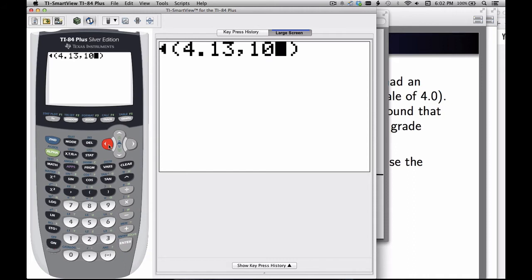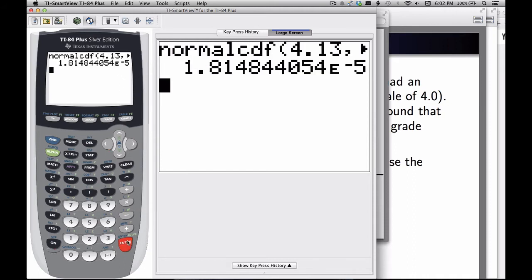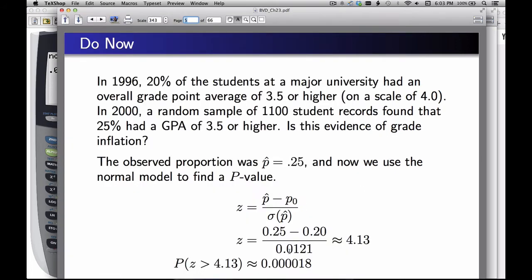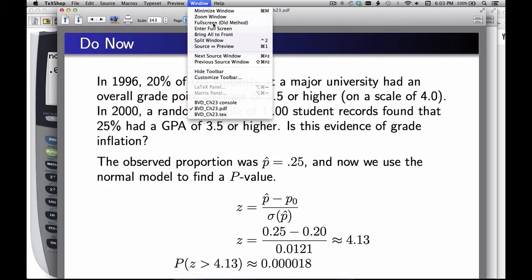You could enter this on your calculator, normal CDF from 4.13 to 100, and you get an area under the curve. You might say, wait a second, that's not a small number, 1.8. Well, actually it is, because it's times 10 to the negative fifth. So in other words, 0.000018. Yeah, okay, that's 1.8 times 10 to the negative fifth. And that's what we're looking at right here.